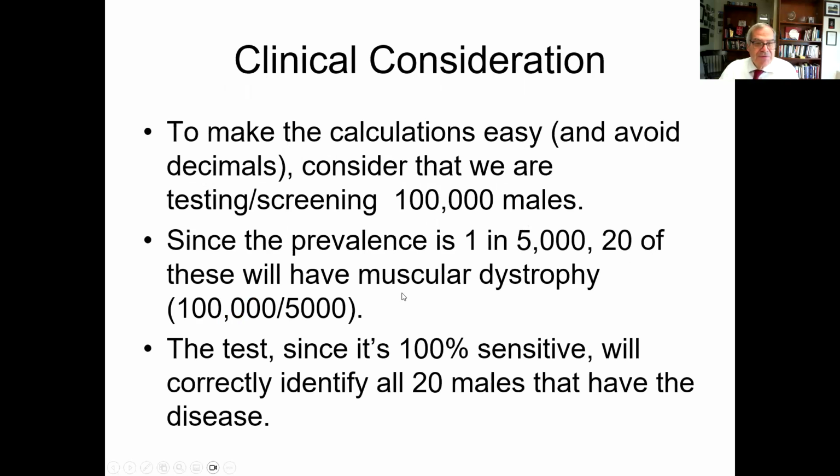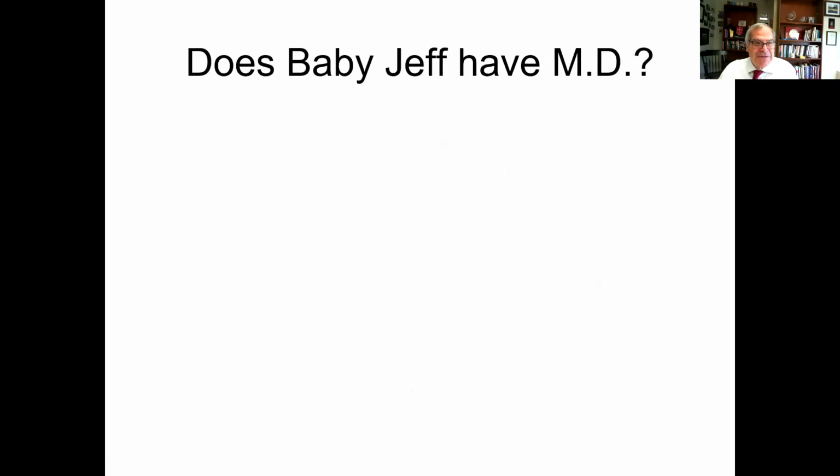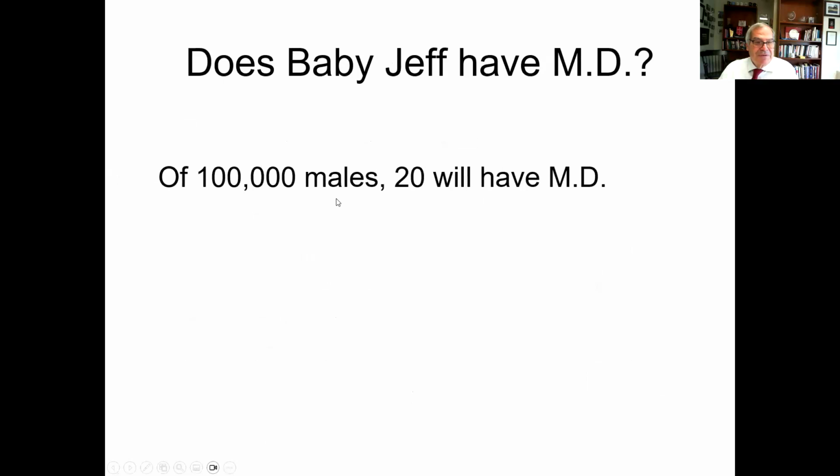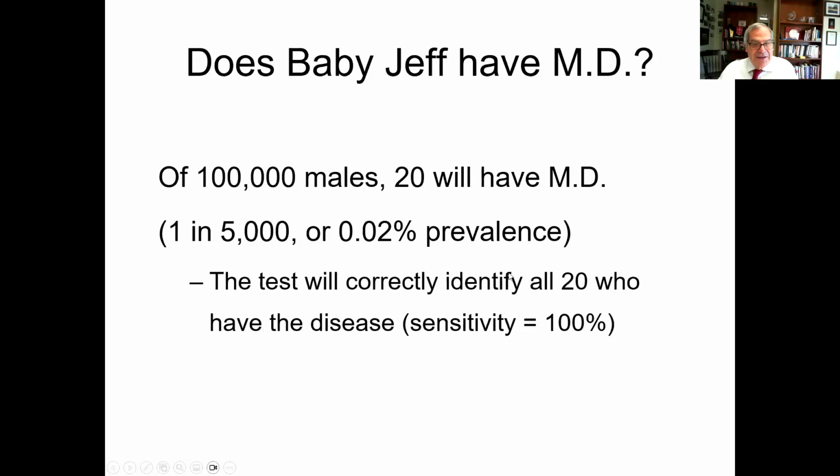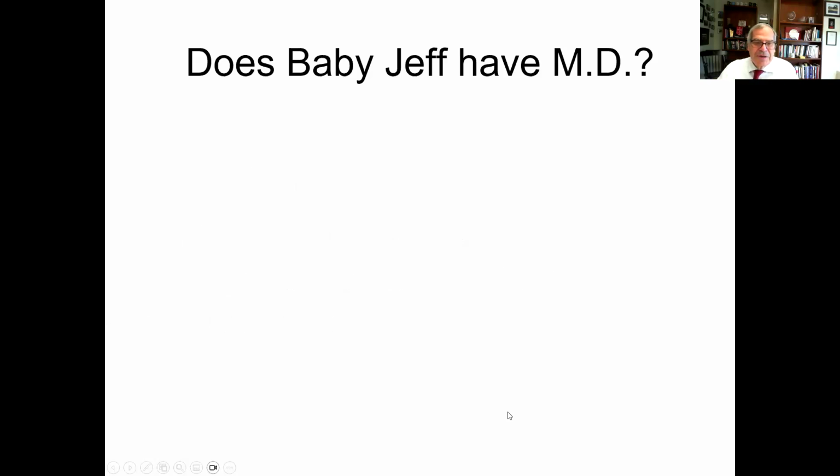Well, the prevalence is 1 in 5,000, so 20 of these will have muscular dystrophy. We're testing 100,000 people, and 20 will truly have muscular dystrophy. The test is 100% sensitive, right? So it's going to accurately identify all 20 of those that have the disease. It will do great. Okay, so we've got all of them identified, no problem. Question though, does baby Jeff have muscular dystrophy? Well, of the 100,000 males, 20 will truly have muscular dystrophy, 1 in 5,000, with a 0.02% prevalence. The test will accurately identify all 20 who have muscular dystrophy. The sensitivity is 100%. I know this is repeating, but it is such an important concept.